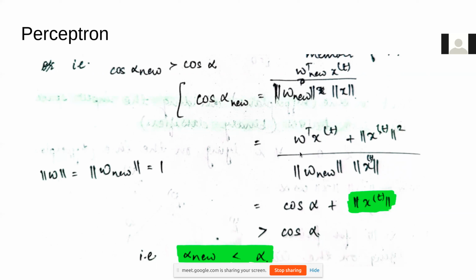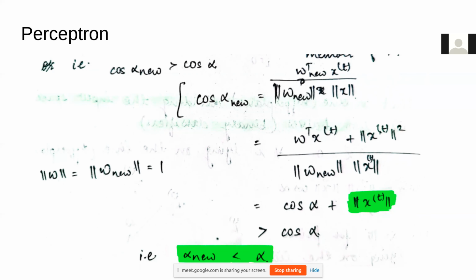Assuming that W is normalized here, that is, the norm of W equals the norm of W nu equals 1, this quantity represents cos alpha plus the L2 norm of x, which will definitely be positive and greater than 0. So this shows that cos alpha nu is greater than cos alpha, which means alpha nu has to be less than alpha. The angle between x and the normal to the line has decreased, that is, the error in misclassifying x has been reduced.